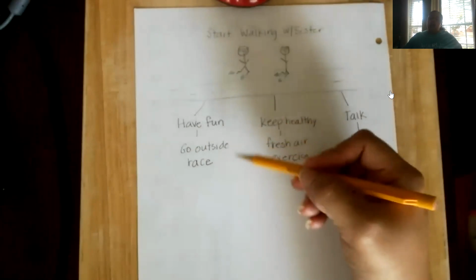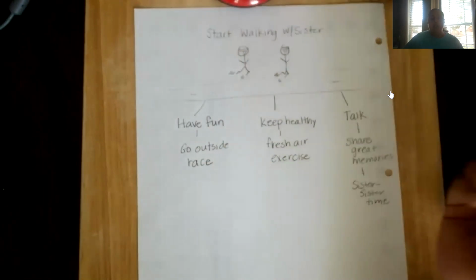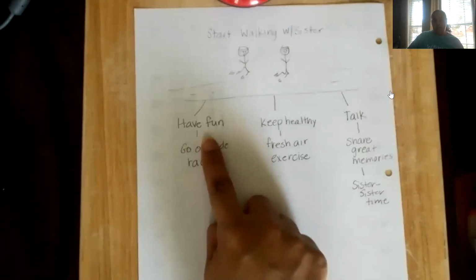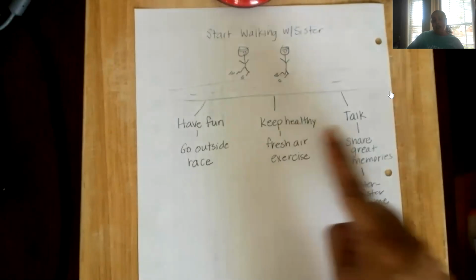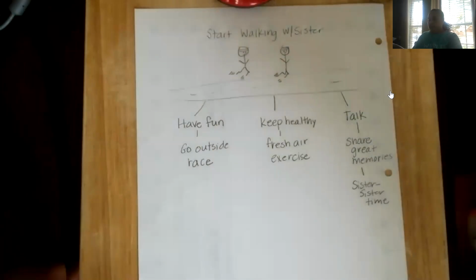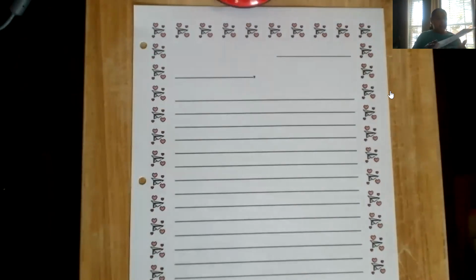Okay, and I wrote mine out, but you can do pictures, right? So I'm going to try to convince my sister to start walking with me. Why? So that we can have fun, so that we can keep healthy, so that we can talk, right? So these are my ideas. Now I am ready to start writing my letter. So this is a paper you are going to be writing your letter on, okay?